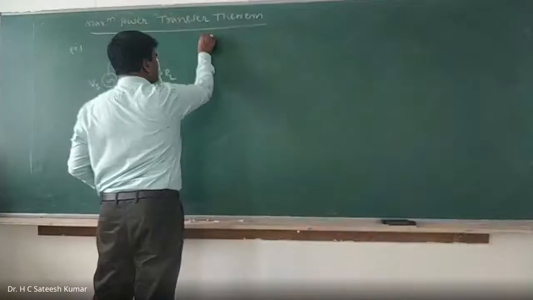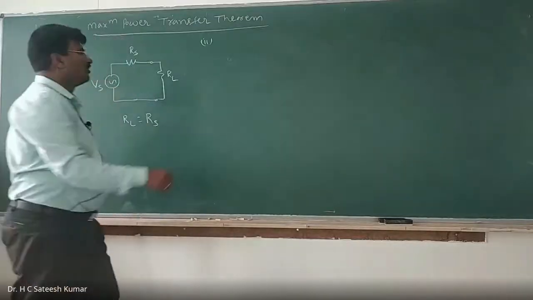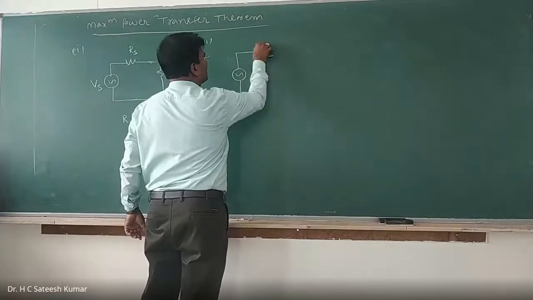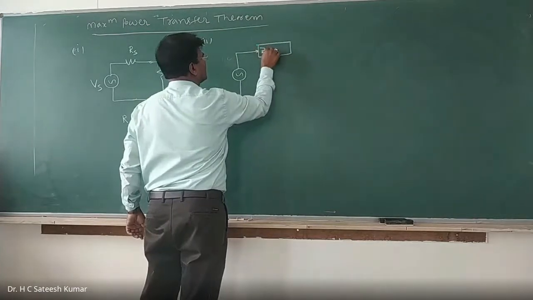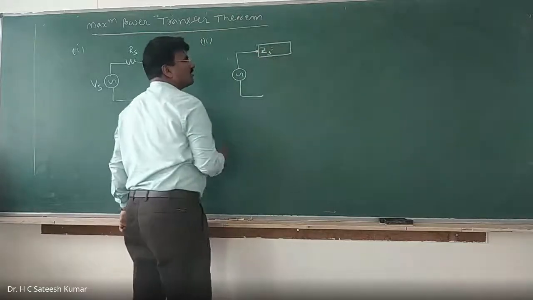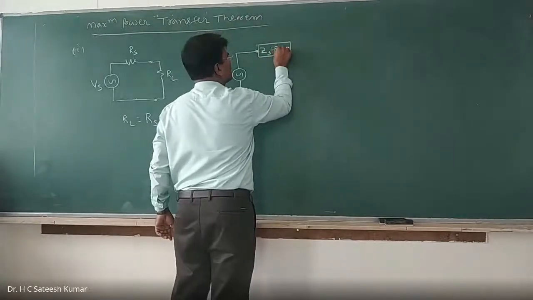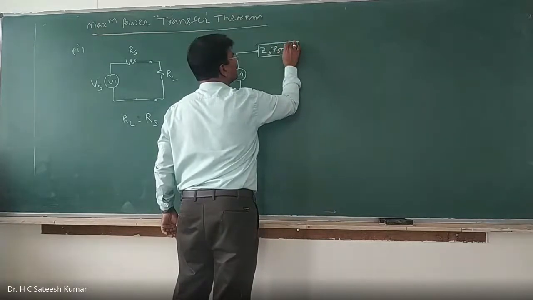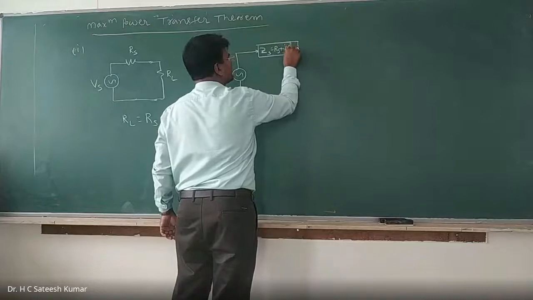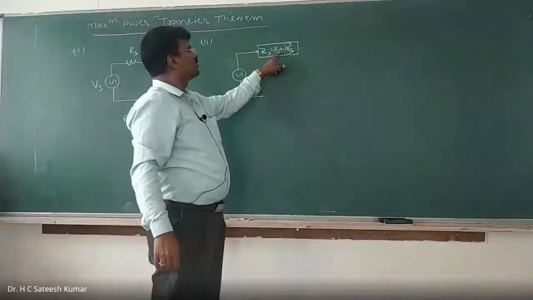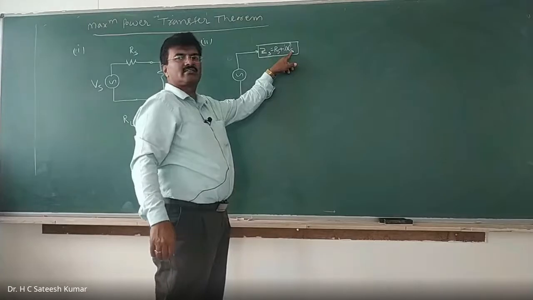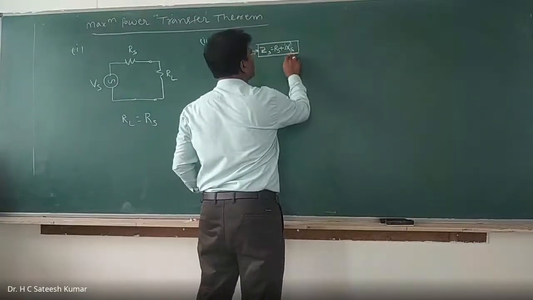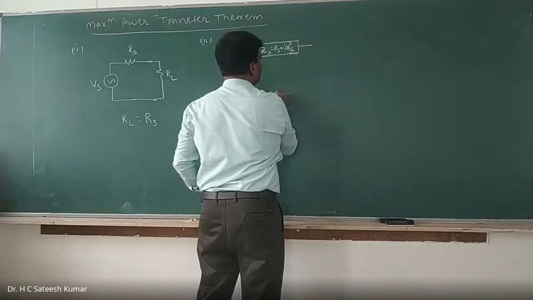Second case, when the source is having impedance, that I'll call ZS, which is equal to RS plus jXS. The source is having impedance RS plus jXS, where RS is the source resistance and XS is the source reactance, like source inductance or anything like that, the source impedance.